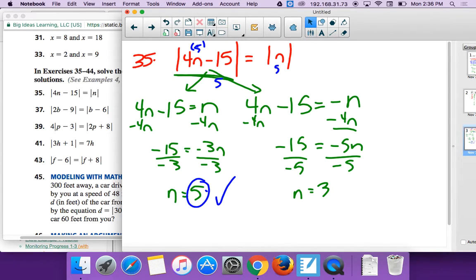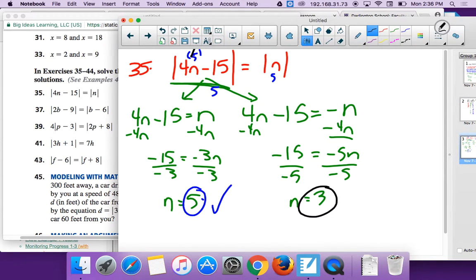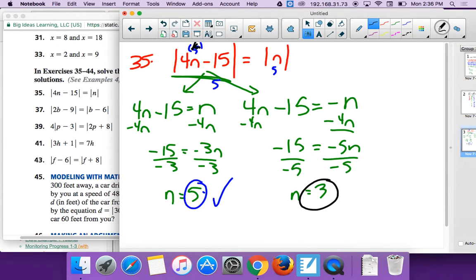Do the same thing with the other one. Take the 3 and plug it in here. 4 times 3 is 12. 12 minus 15 is negative 3. The absolute value of negative 3 is 3. Over here, plug in 3. The absolute value of 3 is 3. Does it work? Yes, confirmed. Both of these answers work. So you'll notice that just like in the previous examples that you solved, it's the same steps. They just show it in two confusing ways.